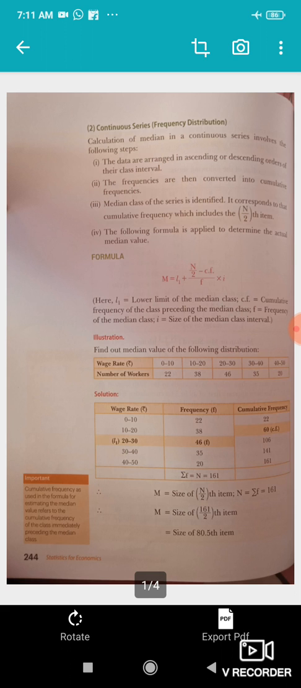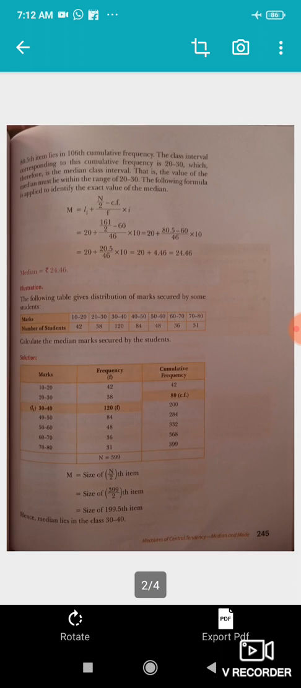Now we will take out the cumulative frequency. First one is 22, then 22 plus 38 is 60, then 60 plus 46 is 106, then 106 and 35 is 141, and 141 plus 20 is 161. Now we know M is equal to size of n upon 2th item, and here n is the summation of f. So size of 161 upon 2th item, when we calculate we'll get size of 80.5 item.